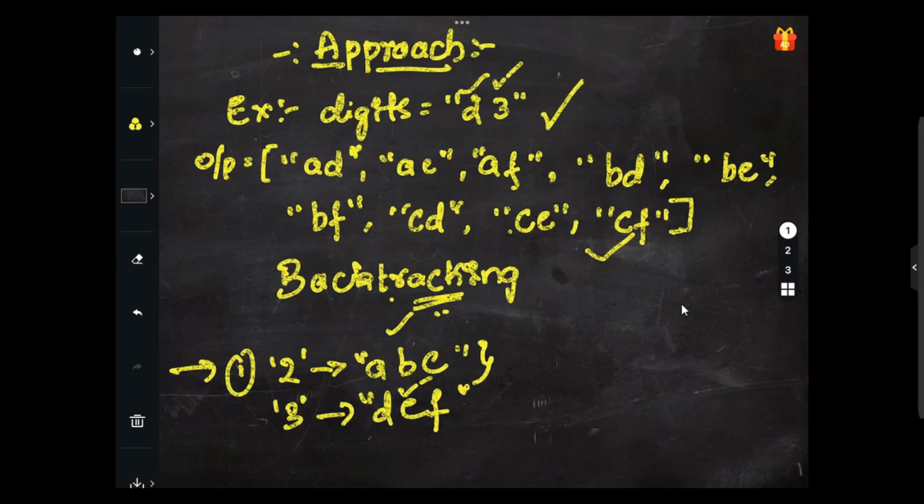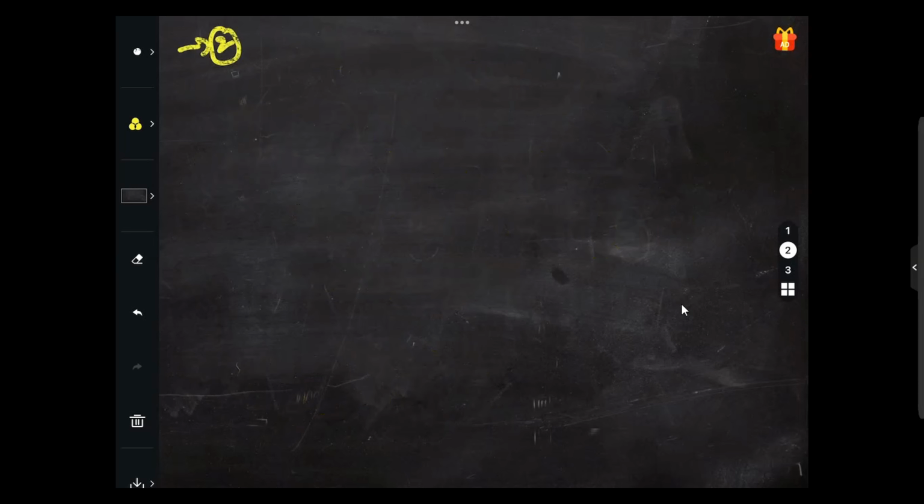This is the first one, and we will pick one letter at a time, and then move to the second digit and pick one letter at a time from that one. Let's discuss this further. When we reach the end of the string, we will store the combination. Just keep this in mind.